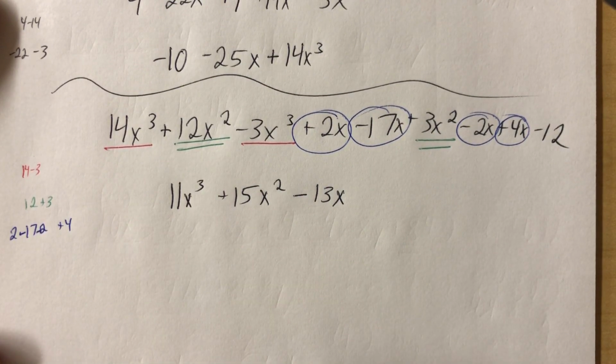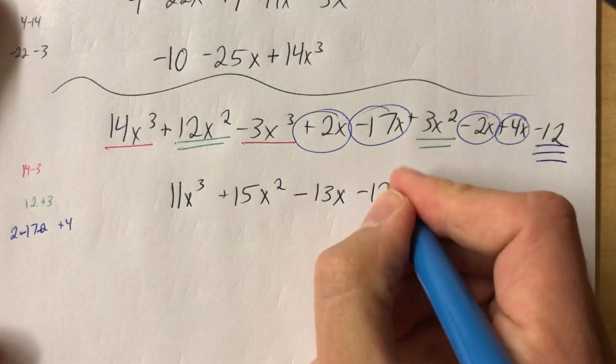All right, and then the final piece is this guy right here, that minus 12. That's the only one of his kind, so we'll just put minus 12. There we go.